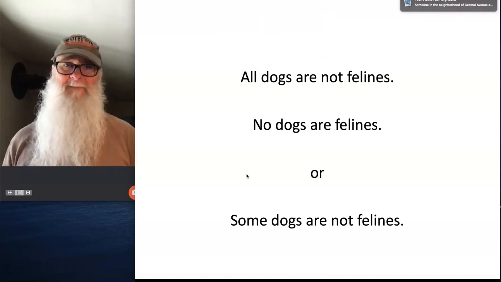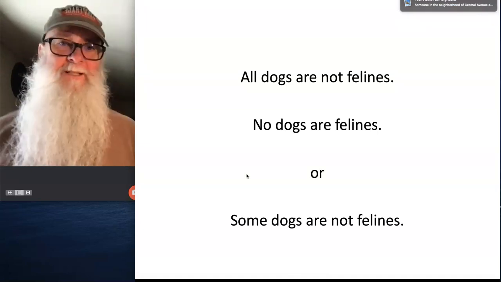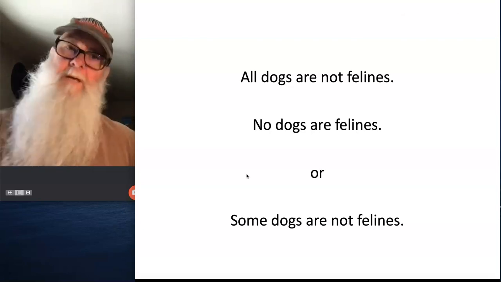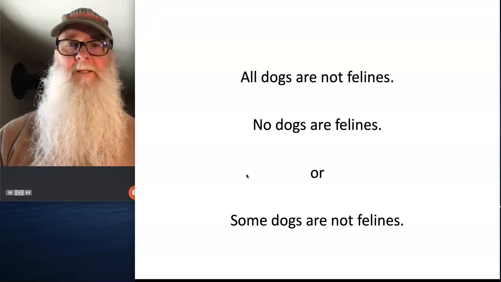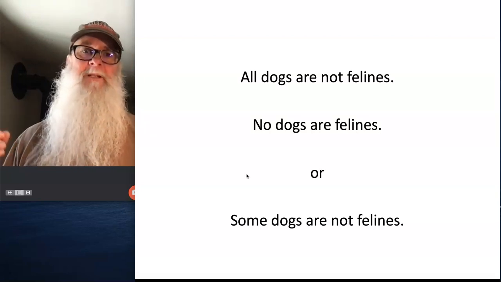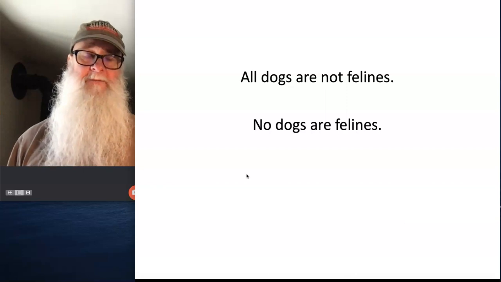But take a look at this statement. All dogs are not felines? Okay, did that person mean to say that no dogs are felines, or just that some dogs are not felines? And again, we'd say, look, I think what this person really meant to say is that it's not the case that all dogs are felines, because no dogs are felines, okay?